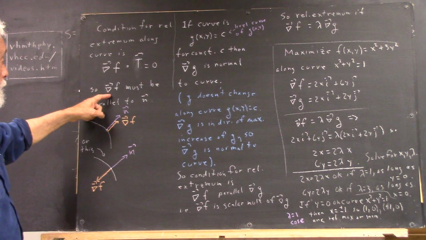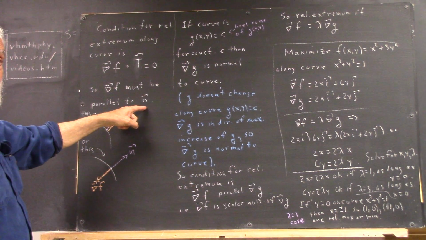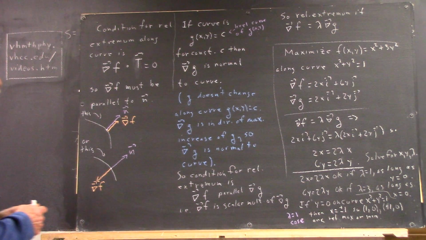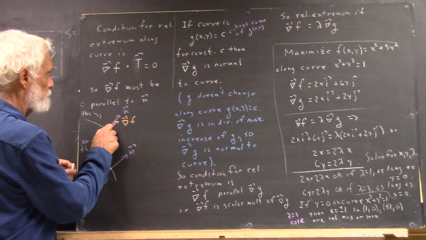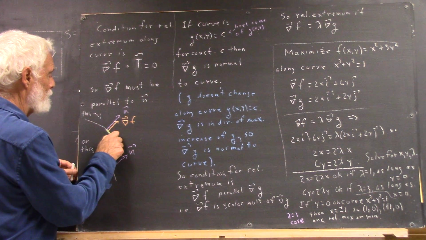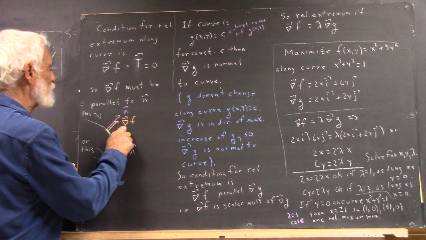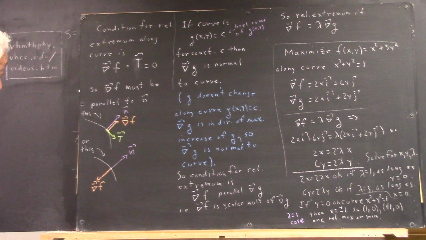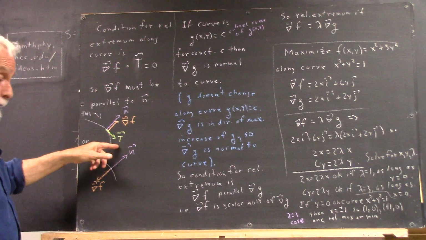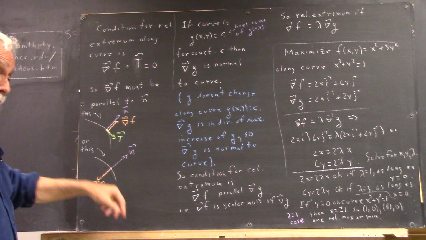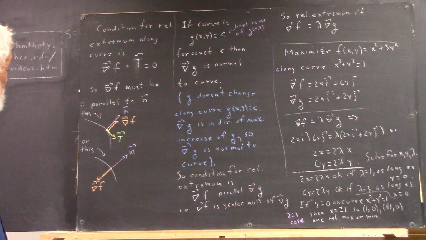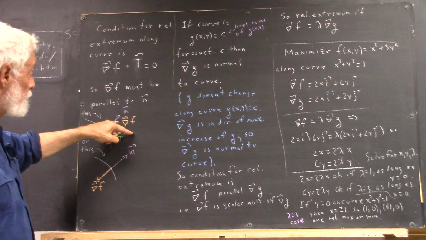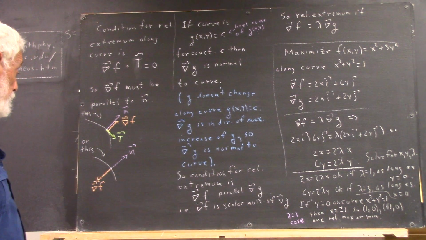So the gradient would have to be parallel to the normal vector, right? Because the gradient's got to be perpendicular to the tangent direction. Otherwise, the dot product is going to be non-zero and the function will be increasing or decreasing. And of course, the unit tangent vector is perpendicular to n, so del f has to be perpendicular to n.